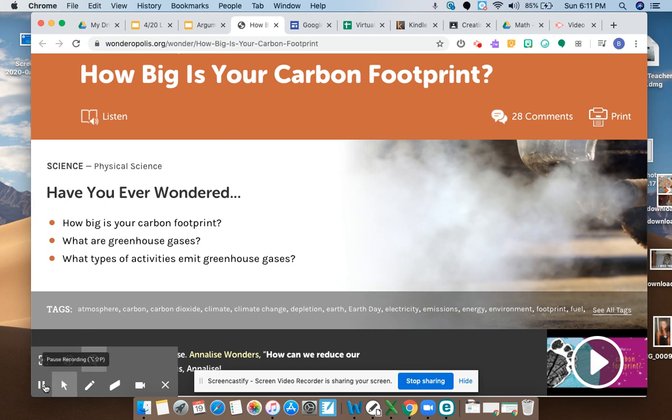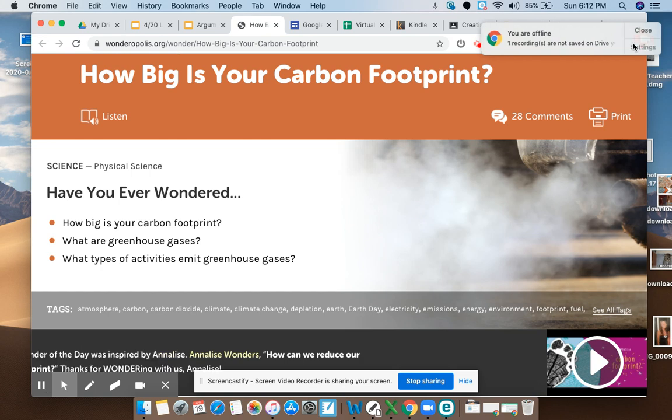So in this article specifically, how big is your carbon footprint? That's how we started this unit. And so I might suggest that you are starting your research with looking at and taking notes about carbon footprints, what it is, how can we start to lessen it, and why is this a problem? Why should we care about this?